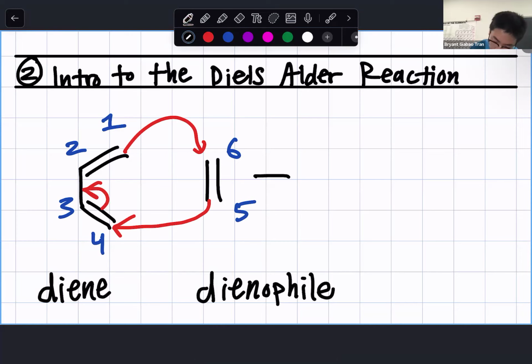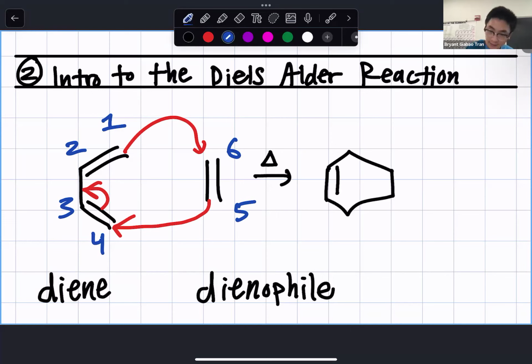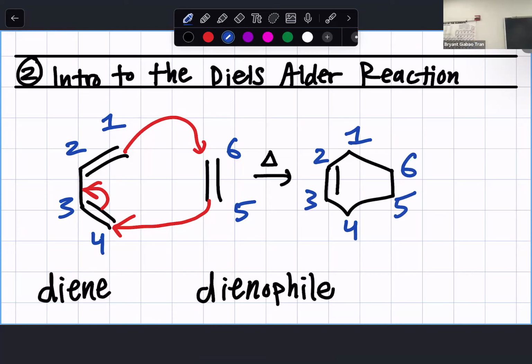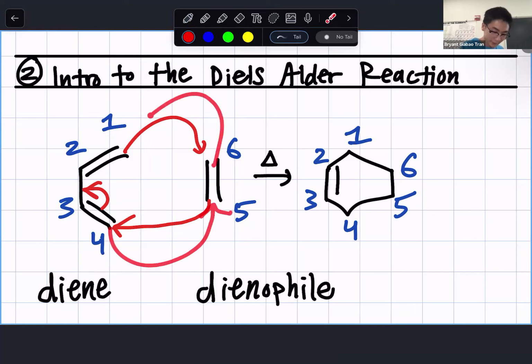Okay? This happens under heat, where we are going to always form this cyclohexene product. 1, 2, 3, 4, 5, 6. Right? Where there used to be a double bond between 1 and 2, but we use that double bond to make a bond between 1 and 6. Used to be a double bond between 5 and 6, but we made a single bond between 4 and 5. Double bond between 3 and 4 made a double bond between 2 and 3 right there. You could have done it the other way as well, like you could have gone the other way around, which gives you the same exact product.